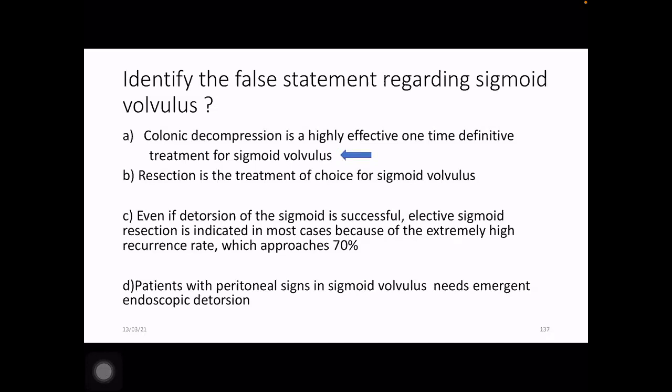Fine, that is in a nutshell about sigmoid volvulus treatment. But if the patient has sigmoid volvulus with peritoneal signs, directly go ahead with surgery. Don't think of doing a decompression. Okay. So option B, resection is the treatment of choice for sigmoid volvulus. True or false?